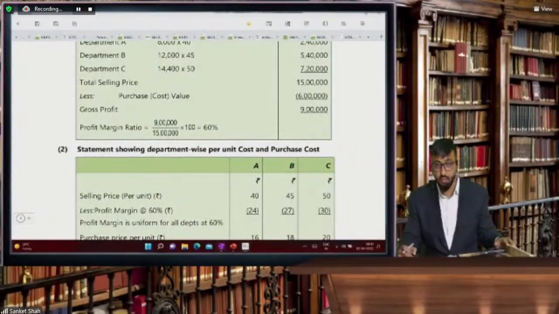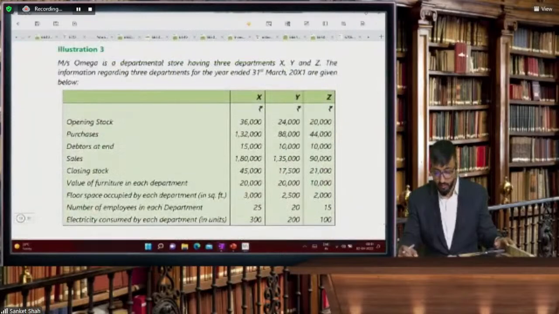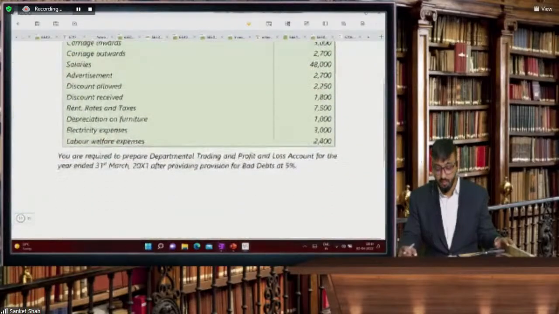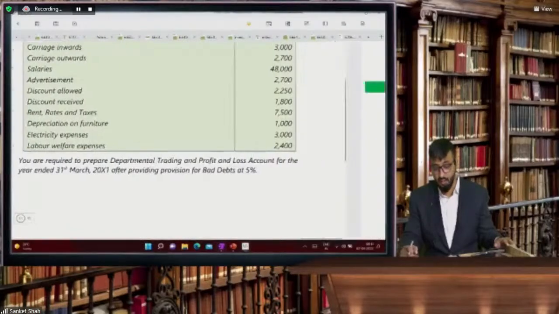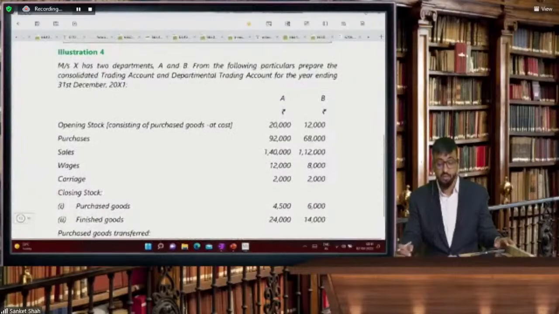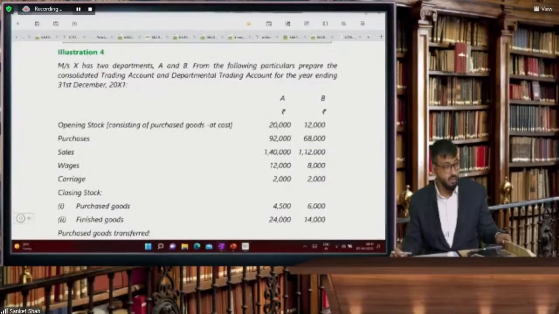Illustration number 3 is really very easy illustration. So illustration number 3 is your homework. Just check it. I will tell you the shortcut of illustration 3 in next session. So let's come to illustration number 4. Why this is really very important question.